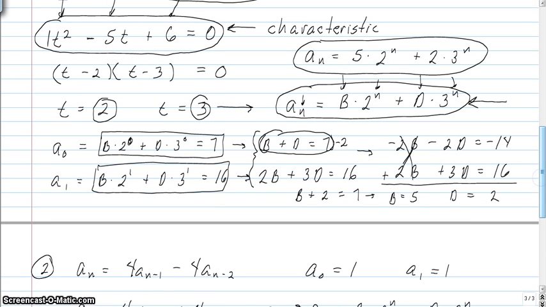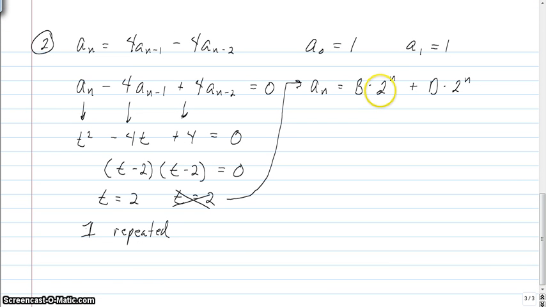In the last example, we had a 2 to the n and a 3 to the n, so they were already different. We don't want to repeat this term, so what we do is we just stick an n in here, so that these guys aren't the same. It's 2 to the n times a constant and n 2 to the n times a constant. Okay, so this is the general form of the solution.